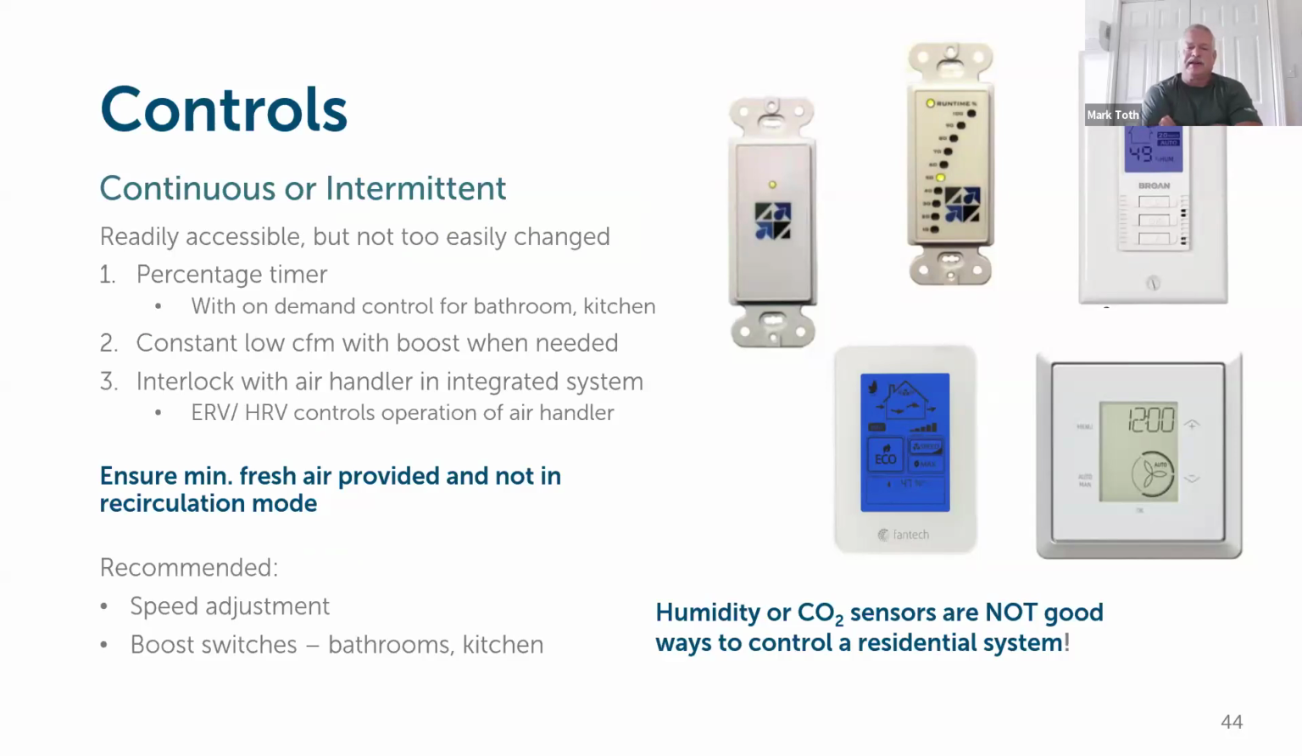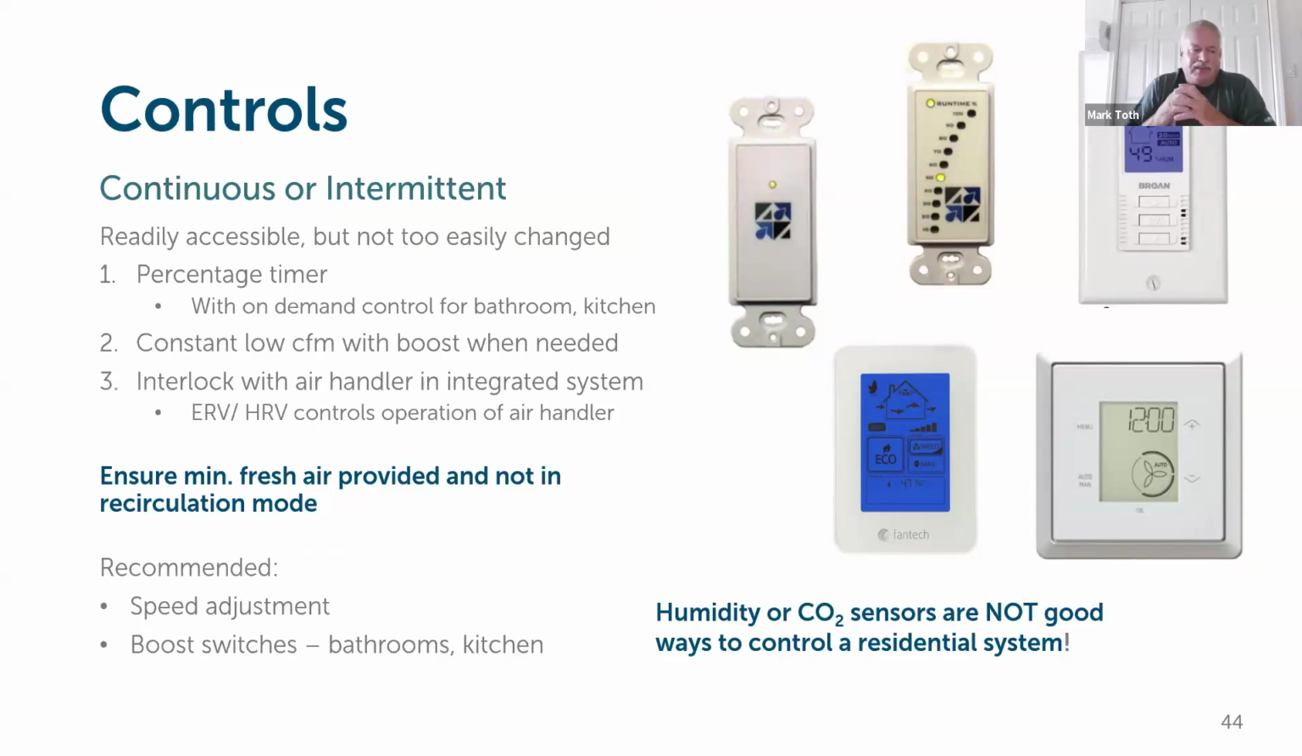So controls, I'll go through quickly. I touched on that earlier. There are lots of ways to control it. You can do intermittent operation. You can do constant low speed. You can do constant low speed with a boost. You can do CO2, humidity, motion sensing, all sorts of things.